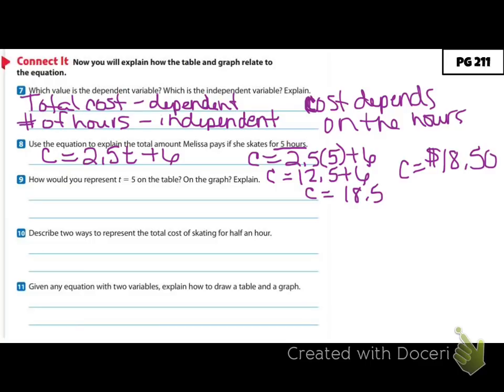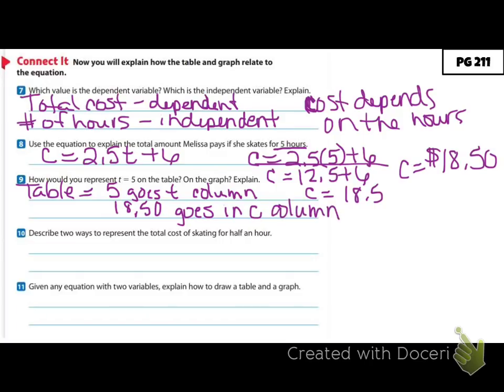So 9 says, how would you represent t equals 5 on the table? And then what would it look like on the graph? And explain. So on the table, we would just make another row. And we would have 5 goes in the t column, which is the first one. And then in the middle column would be where you plug it in. So that's where we'd plug in our equation that we put up here. And then the $18.50 goes in the C column. Okay, on the graph, we would plot the point. And 18.5, so that our point would basically just continue up on the line it's already going on.